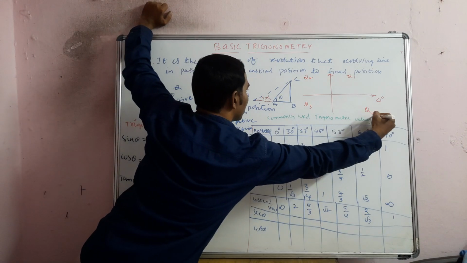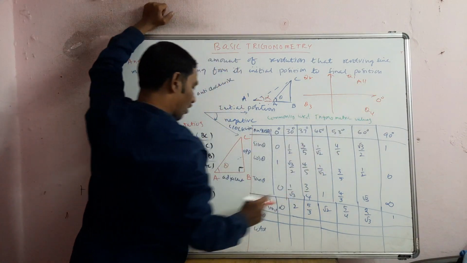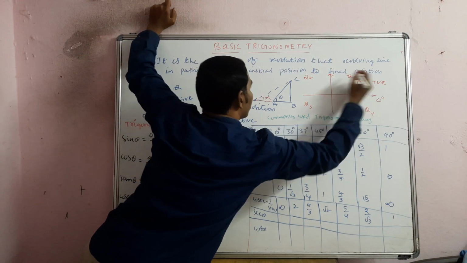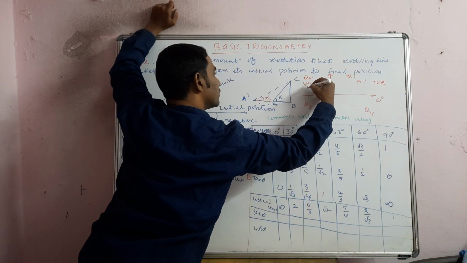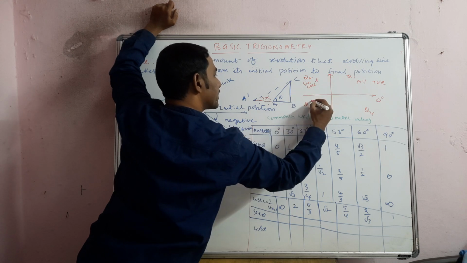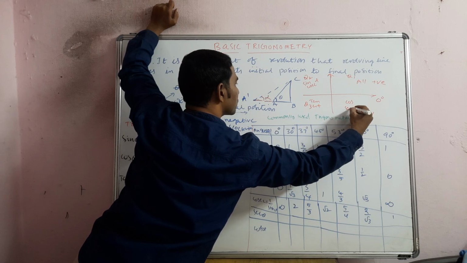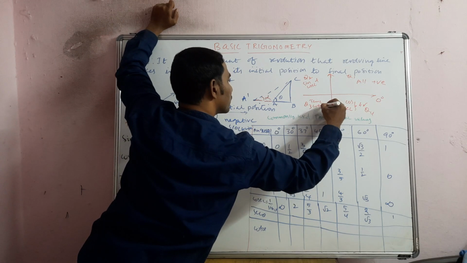Whenever here, all trigonometric ratios, all the 6, will be positive, whereas in this one sin, cosec will be positive. Okay, and here tan, cot will be positive. Here cos, sec will be positive. Okay, so this you remember.